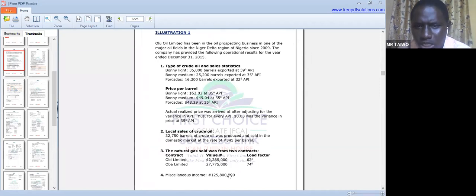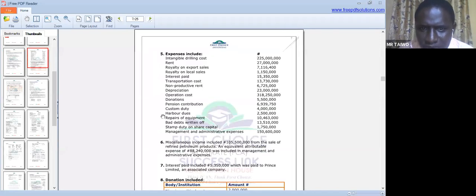Miscellaneous income was 125,800,300. But in the notes, note 6 says miscellaneous income included 105 million from the sale of refined petroleum. When you are selling refined petroleum, you tax it under what? Company income tax, not under petroleum profit tax.